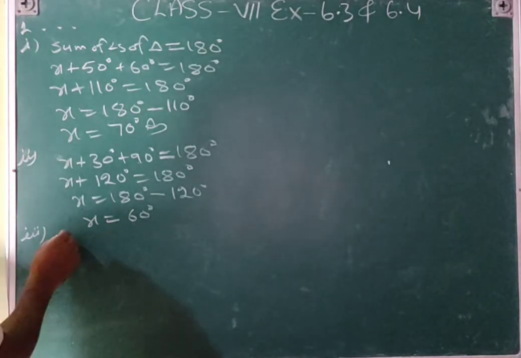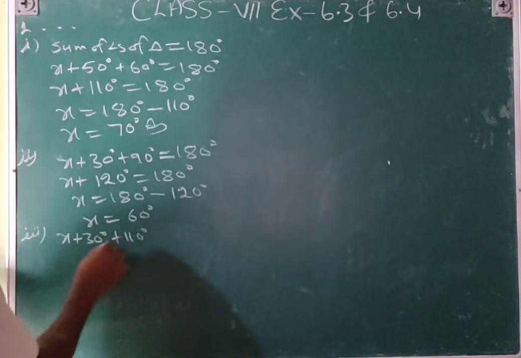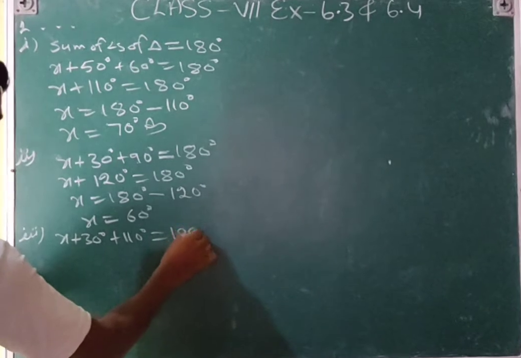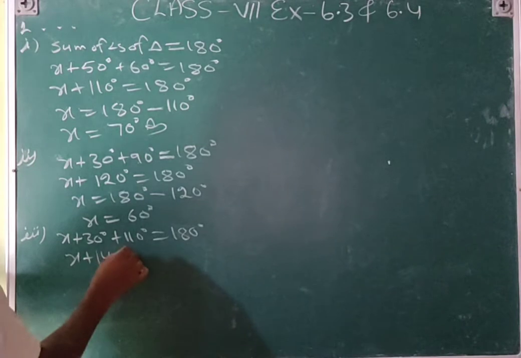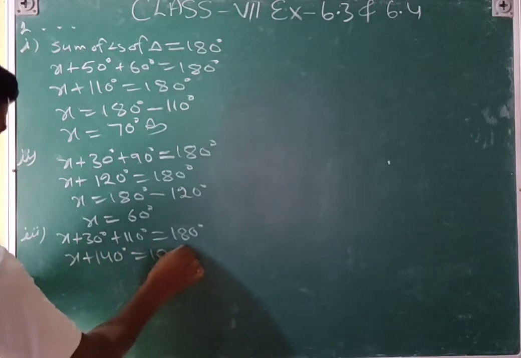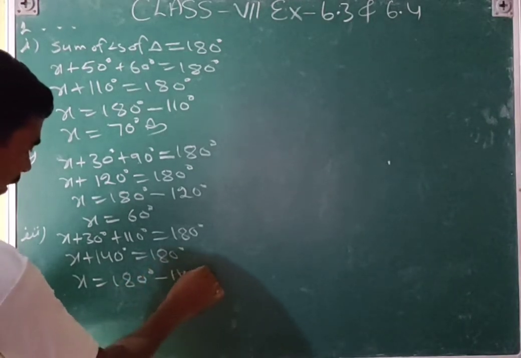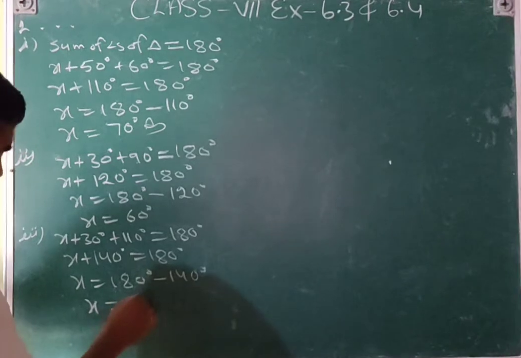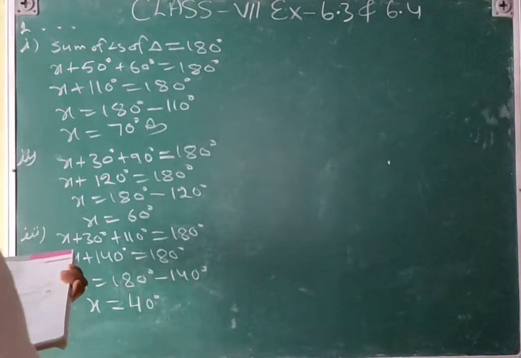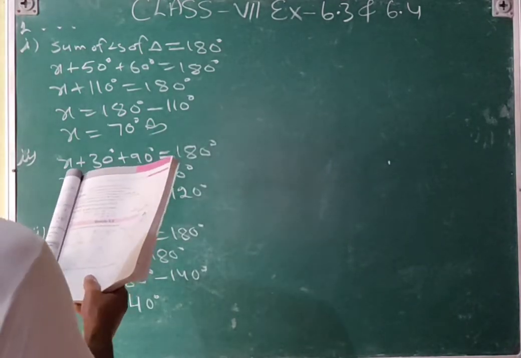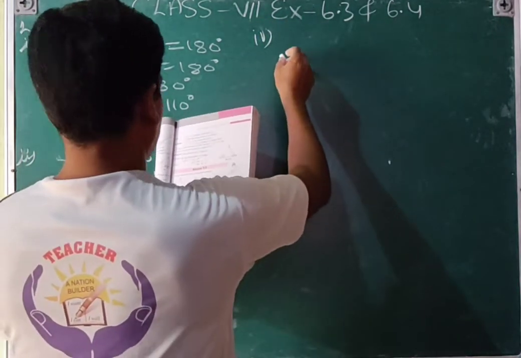Third part: x plus 30 degrees plus 110 degrees is equal to 180 degrees. So x plus 140 degrees is equal to 180 degrees. So x is equal to 180 degrees minus 140 degrees. So x is equal to 40 degrees. Answer.